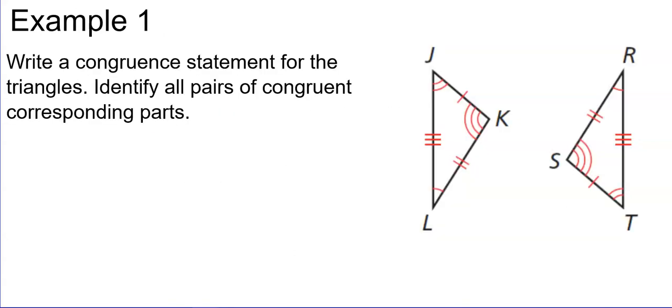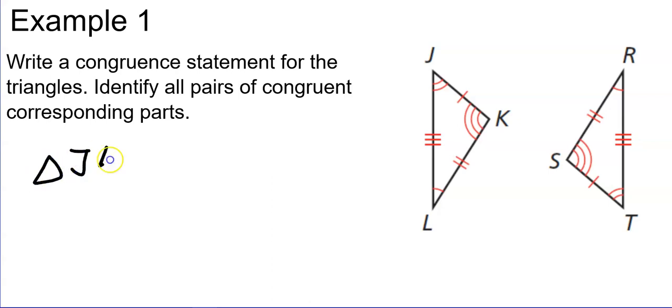So, on to example 1. Write a congruent statement for the triangles. Identify all pairs of congruent parts. Okay, so what we need to do is match up the sides. So most people like to go 1, 2, 3. Some like to go alphabetical order. It doesn't matter. Okay, so if you go alphabetical order, you might say JKL.